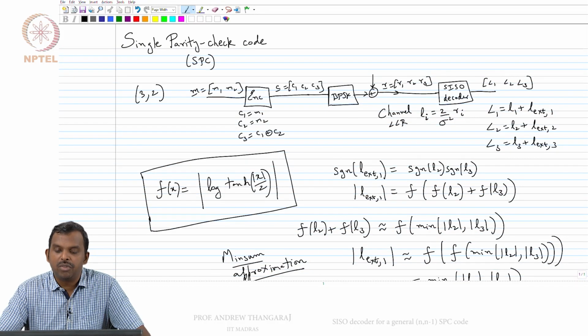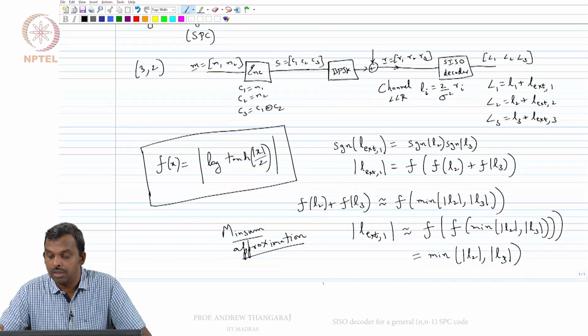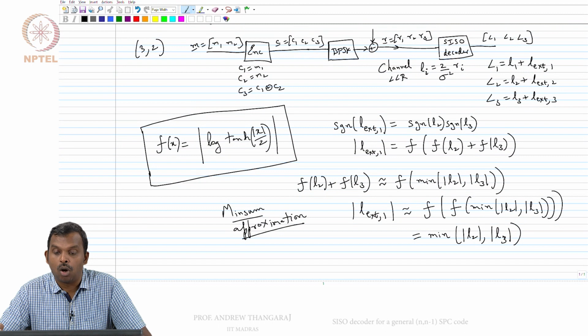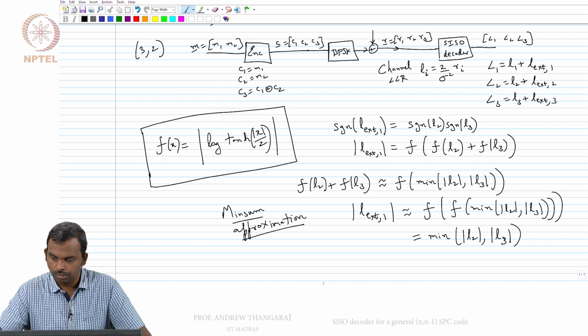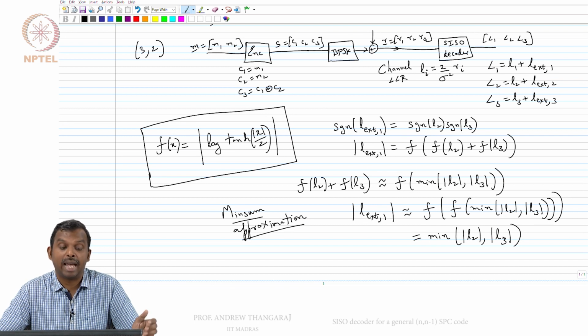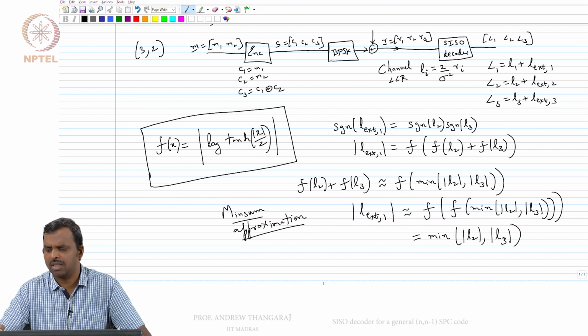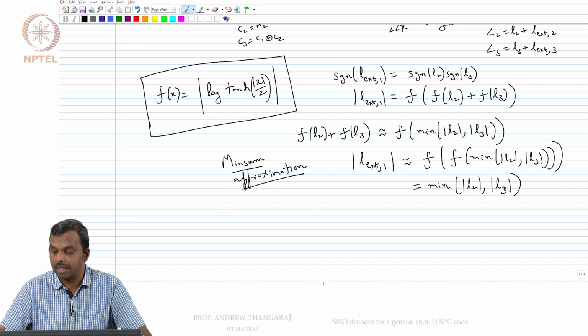Hello. In the previous lecture we saw the single parity check decoder for the (3,2) case, and we saw the min-sum approximation, and an illustration of how these things happen for some simple examples and particular scenarios. In this lecture we will extend this idea to longer codes. Instead of (3,2), if you have (n, n-1), what do you do? How do you do this? It turns out it's quite easy to extend, but I want to describe that in this lecture.